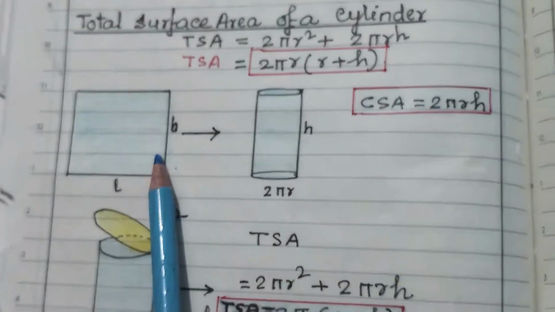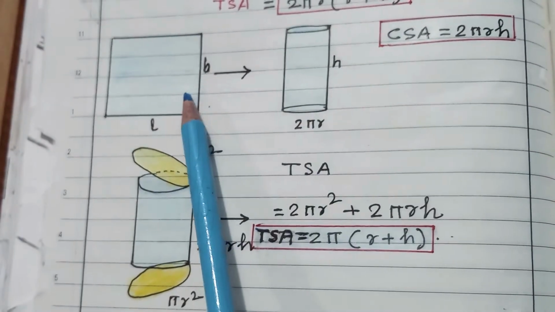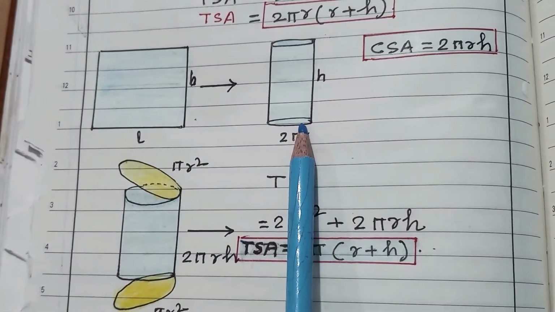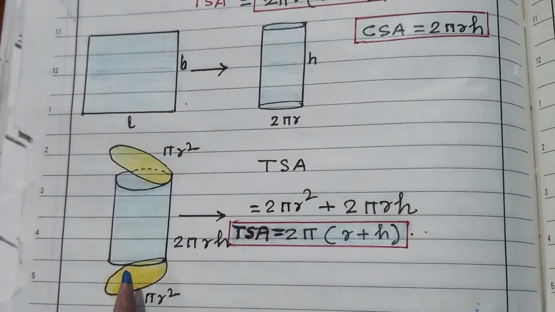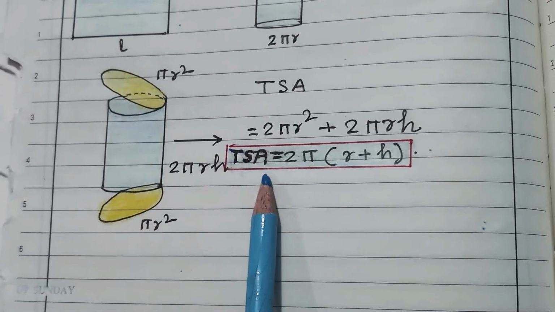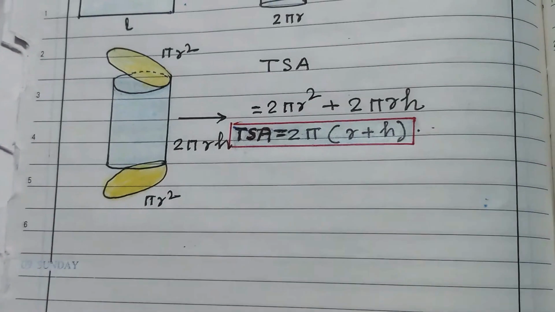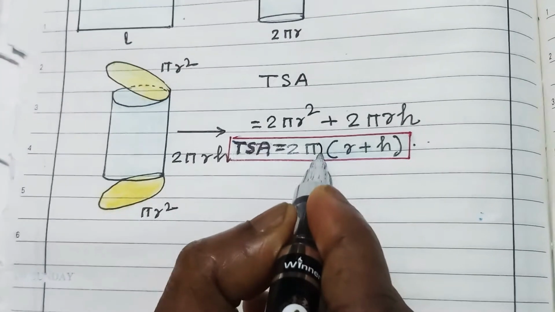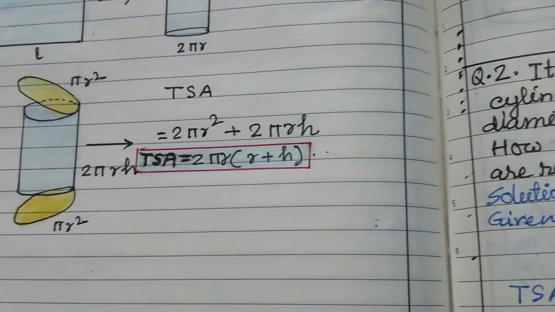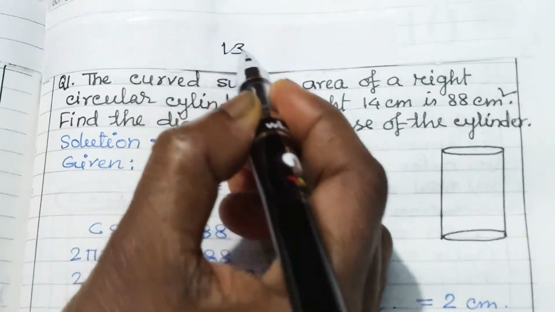Here by diagram I have explained it to you. It is this sheet of paper, when rolled up it changes into a cylinder, CSA 2 pi r h, and two flips, meaning two circular parts at top and bottom. So if you add them, it is 2 pi r (r plus h). Now one by one, it is exercise 13.2.